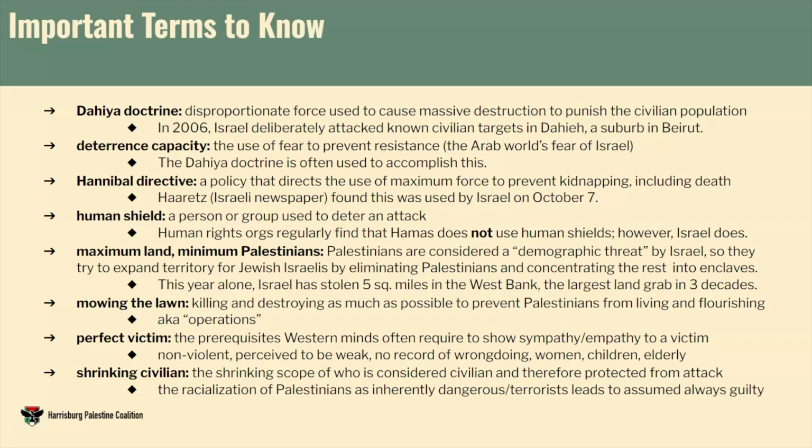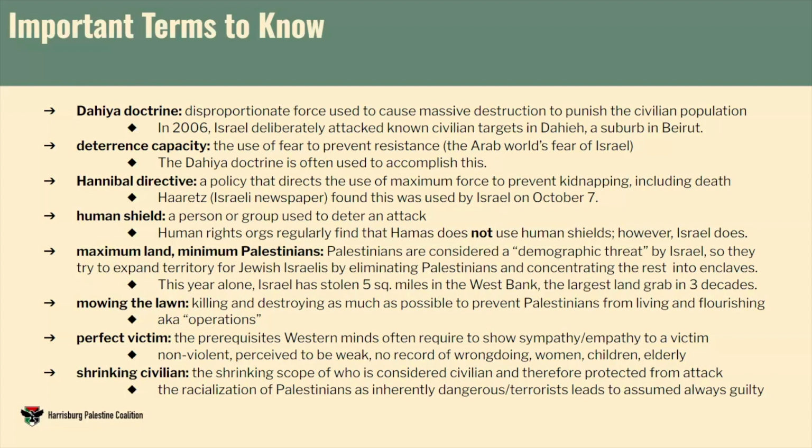So our next term, deterrence capacity, builds on that. This is the use of fear to prevent resistance, also like the Arab world's fear of Israel. The Dahia Doctrine is often used to accomplish that. So they're trying to make any surrounding countries afraid enough that they won't even try to resist.